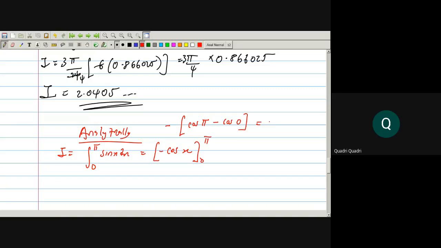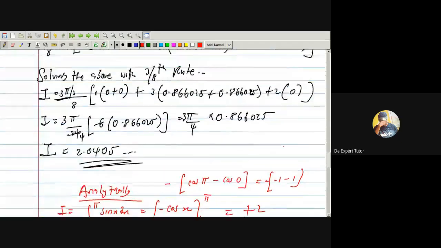Cos 180 minus cos 0 gives minus 1 minus 1, which is minus 2. Times the minus, so now it will be plus 2. So our answer is plus 2. Exactly. Now which of them is the closest? You can see it is very, very close.